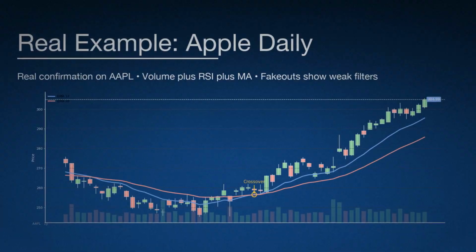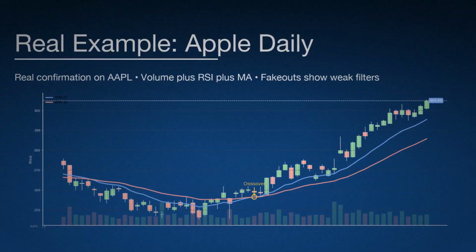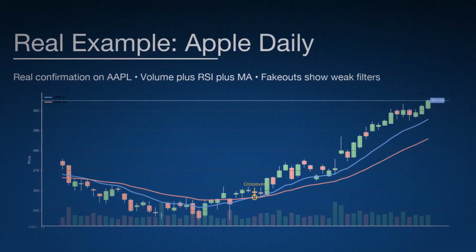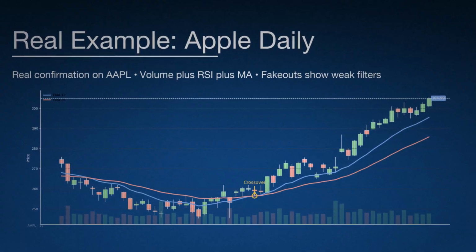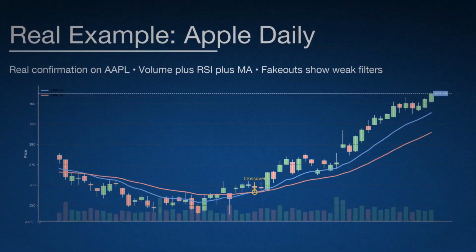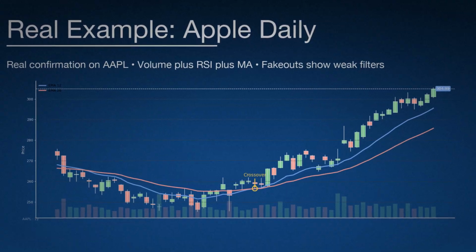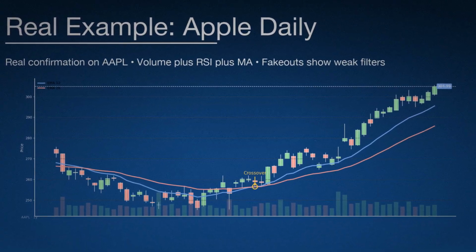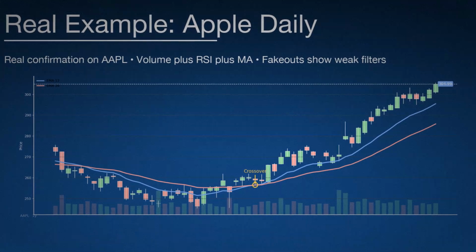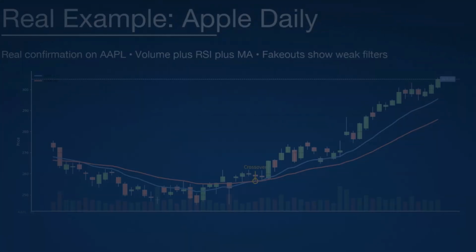Look at Apple on the daily time frame. Notice the consolidation patterns and how they resolve. The valid breakouts coincide with volume expansion, RSI pushing above 60, and price reclaiming the rising 50-day moving average. The fakeouts, by contrast, occur on declining volume with RSI rolling over near 50. Same chart, same patterns, completely different probabilities once you read the indicators.